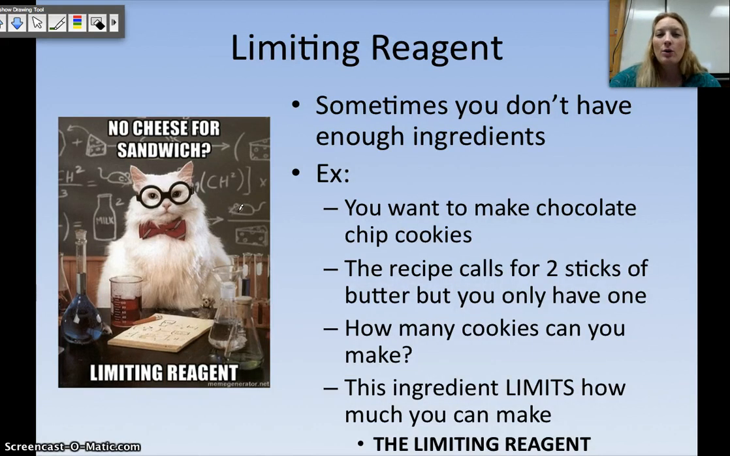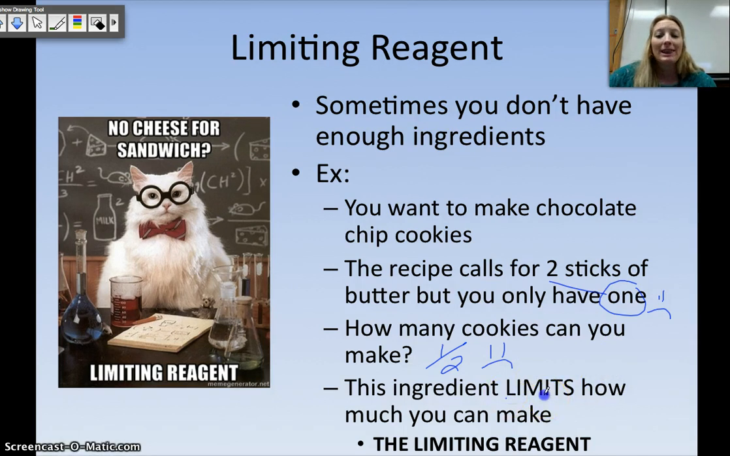So if you think about a recipe, you don't always have enough ingredients to make the full thing. For example, if you want to make some chocolate chip cookies, your recipe calls for 2 sticks of butter, you walk on over to the refrigerator, and you only have one. Sad face, because that means you can't make as many cookies as you wanted to make. You can only make half of the recipe. Double sad face, because I like me some chocolate chip cookies.